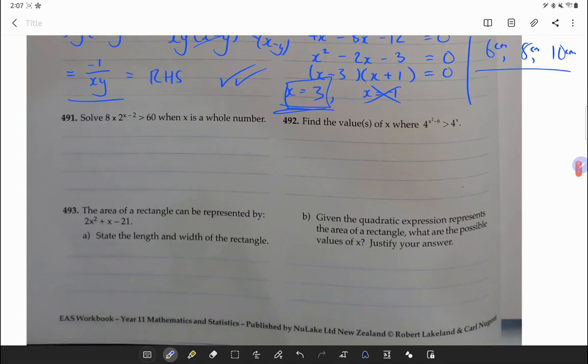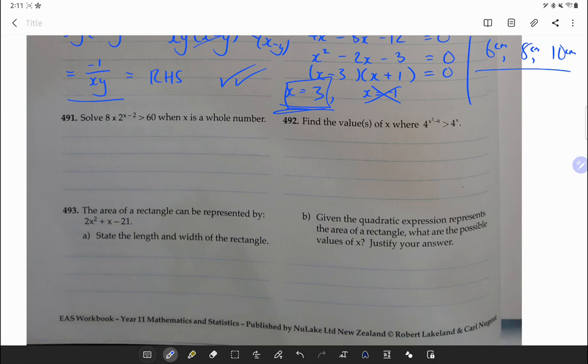And out of here. 491. Solve, Bob, when x is a whole number. Cool. All right, let's solve it. Mind you, we have x in the exponents now, as an exponent. So we want to rewrite everything with the same base. So this one has the base of 2. Let's see if we can rewrite everything else as a base of 2 as well.